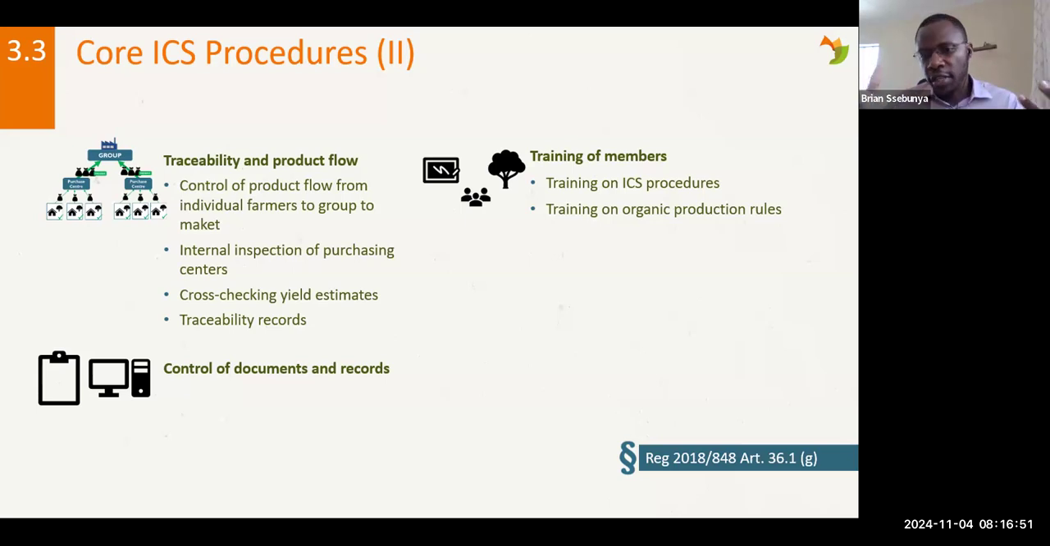Another core procedure is training of farmers or members: training on ICS procedures, who trains them, when, and so on. Training on organic production rules. Again, who does it? Is it your agro-extensionist? Is it your agronomist? When do they do it? For this procedure, there should also be a manual of what is trained. You don't just say farmers are trained; you need to put the content. What is the core material used for that training? For all training, you always have to add the content of what is trained.